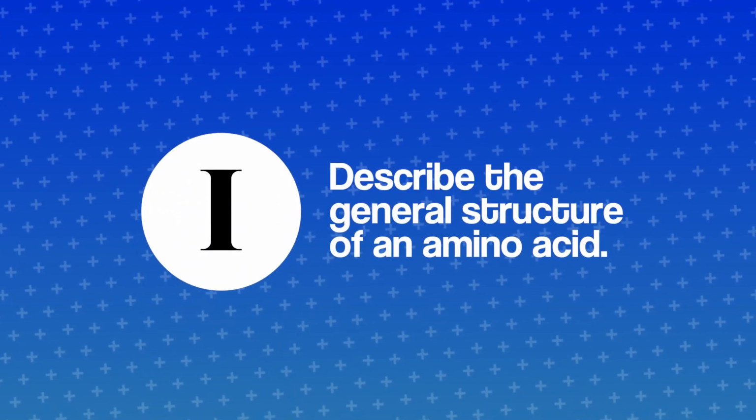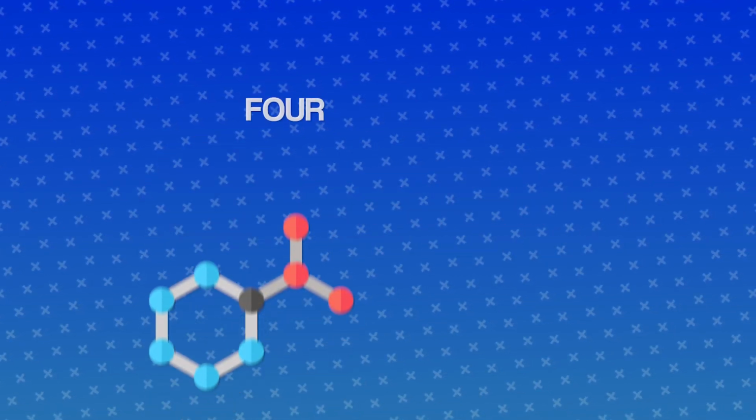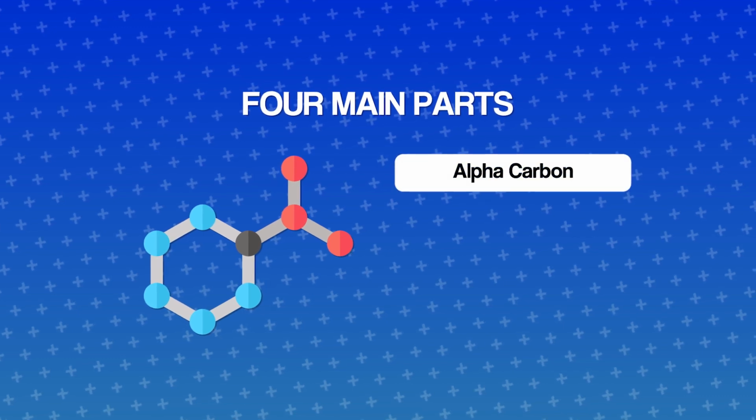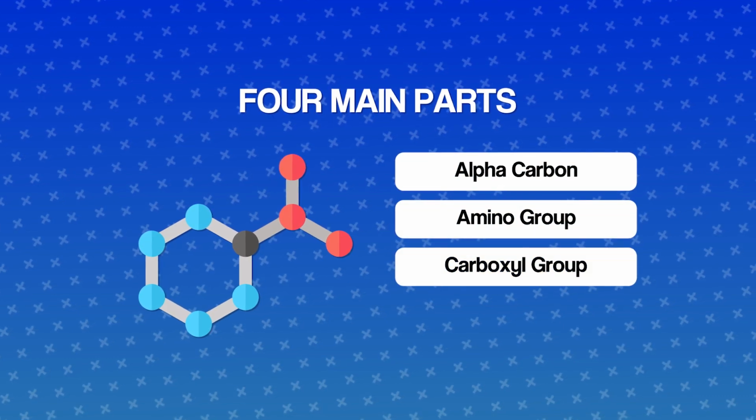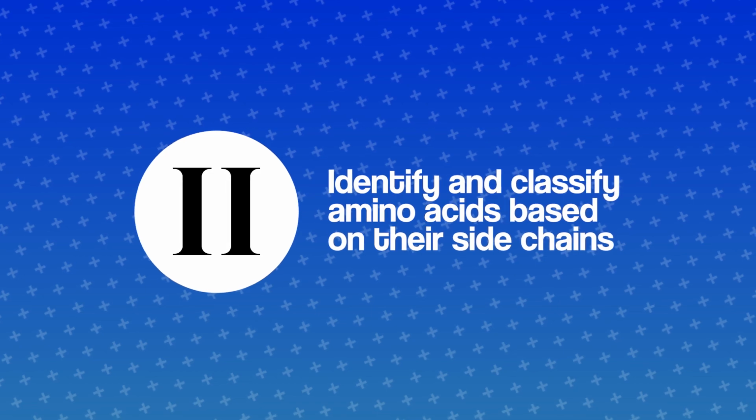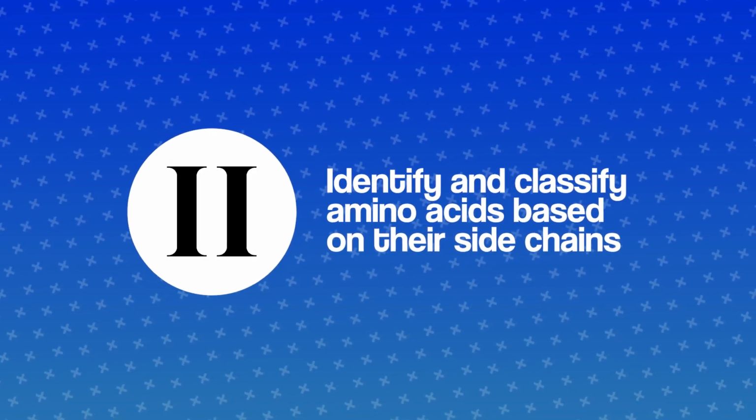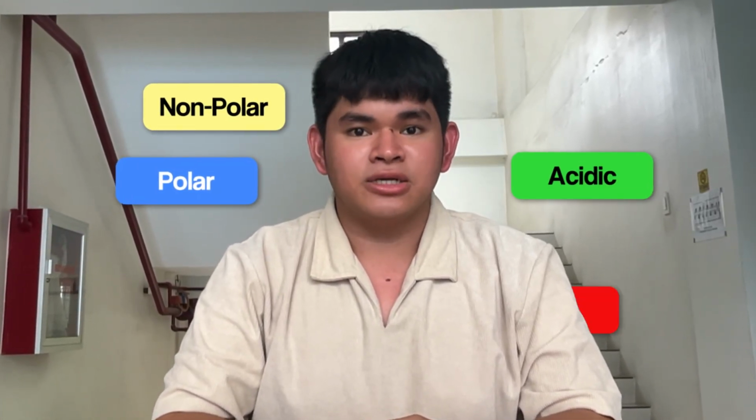So, by the end of this video, you'll be able to, first, describe the general structure of an amino acid. You'll know all about its four main parts: the alpha carbon, amino group, carboxyl group, and the R group, and understand how they are all connected and what they signify. Second is to identify and classify amino acids based on their side chains. You'll be able to recognize how the R group makes each amino acid unique and how to group them as polar, nonpolar, acidic, or basic.